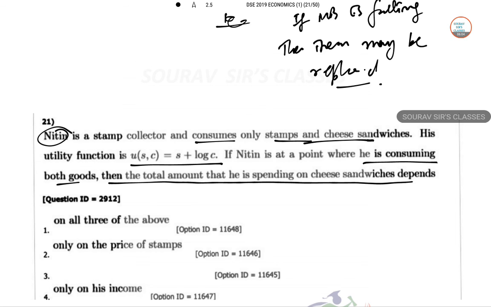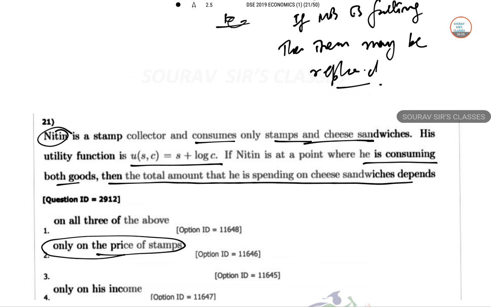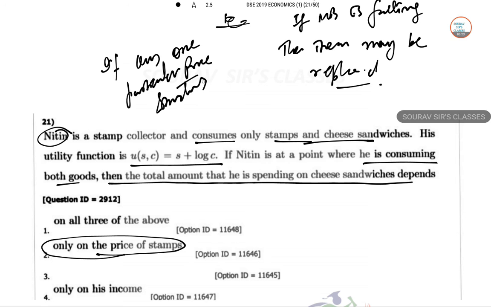So the amount he spends on this depends only on the price of stamps. If we consider any one price, the pattern is applicable. So option number 2 is correct.